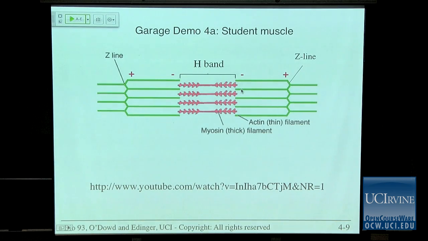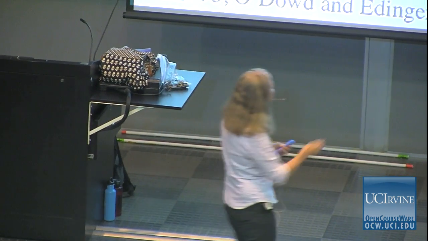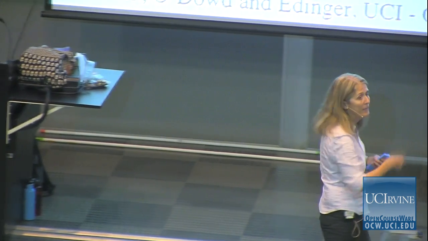So to illustrate this process a little bit more clearly, we developed a demonstration a couple of years ago, and I'm going to do it again. We actually have some new twists this year, and so I'm going to need two TAs to come down and be our Z discs, or Z lines, and I need 4 students to come down and be myosins.